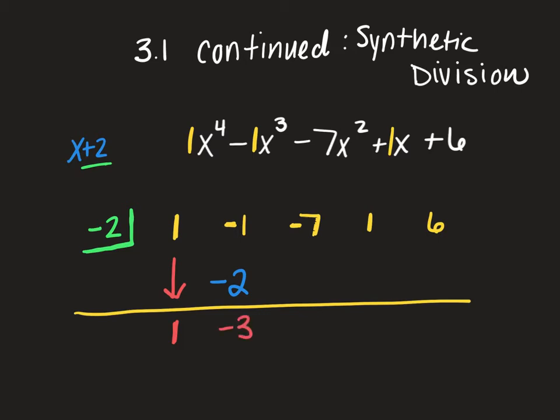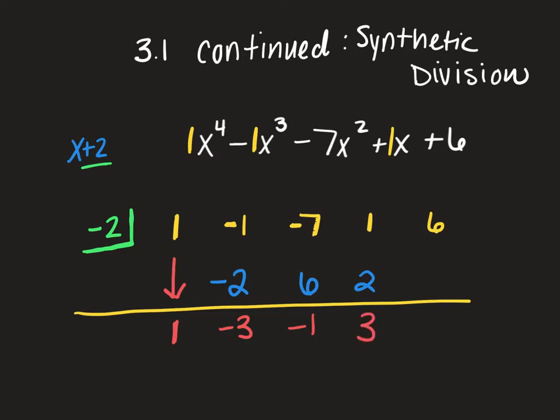Then this number that's below the line, we're going to multiply it by what's in the box. So -3 times -2 is +6, and that's going to go right here. Then we add. So -7 plus 6 is -1. Again, if it's below the line, you multiply it by what's in the green box. So -1 times -2 is +2. Then we add, we're above the line, we're going to add them together. So 1 plus 2 is 3.